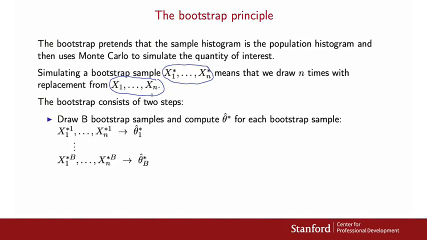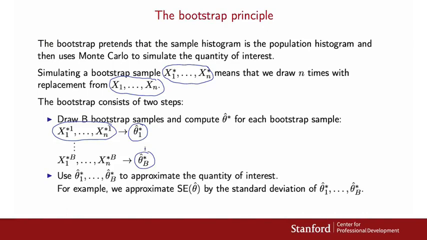Now what the bootstrap does is it draws capital B bootstrap samples and computes the estimator for each bootstrap sample. So we draw a bootstrap sample just as explained above, simply by drawing with replacement from the original data. We evaluate our estimator and we call this thing theta 1 hat star. Then we repeat the whole process capital B times, let's say 1,000 times, and we come up with 1,000 copies of these estimators.